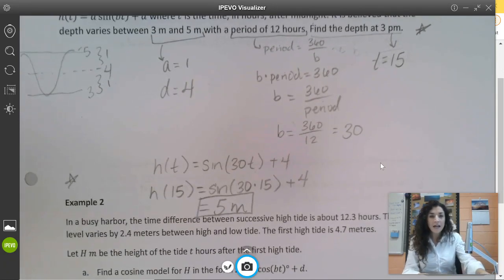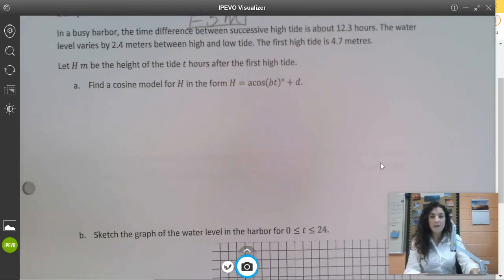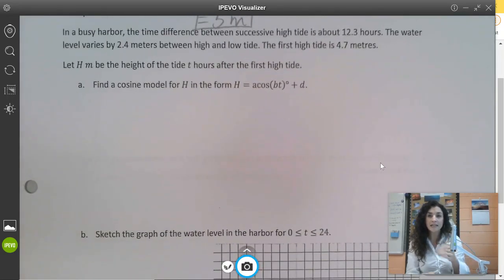In a busy harbor, the time difference between successive high tides is about 12.3 hours. The water level varies by 2.4 meters between the high tide and the low tide, and the first tide is 4.7 meters. Let H(T) be the height of the tide, T hours after the first high tide.